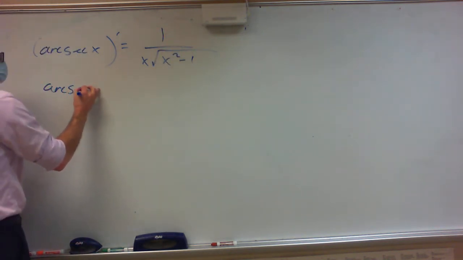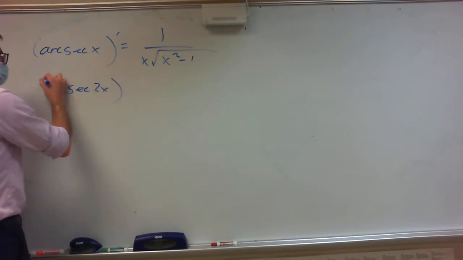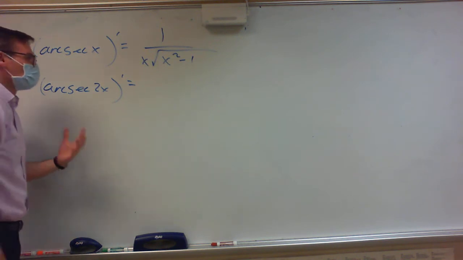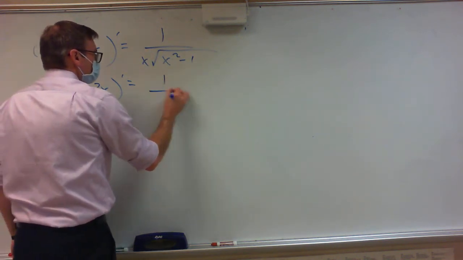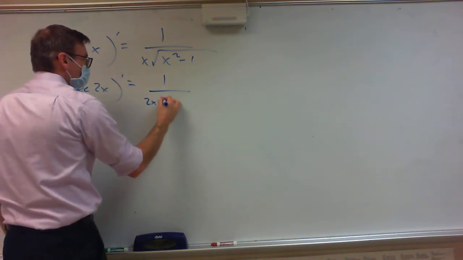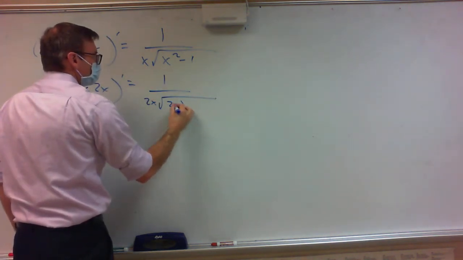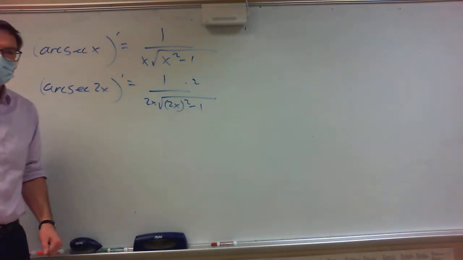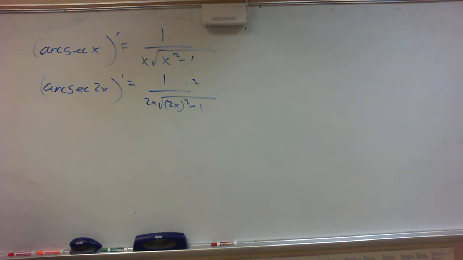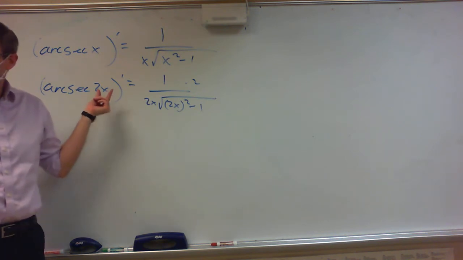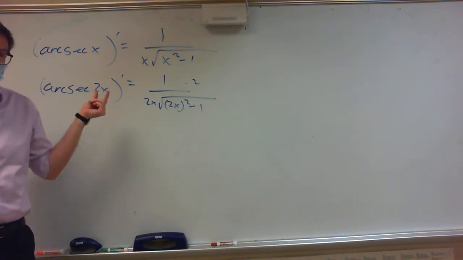So let's look up arcsecant of 2x and see what happens with the 2. Now when I plug this in, I end up with 1 over, well, that x is the stuff, so I get a 2x here, square root of 2x squared minus 1, times 2. The 2 comes from the derivative of stuff. Does that make sense?